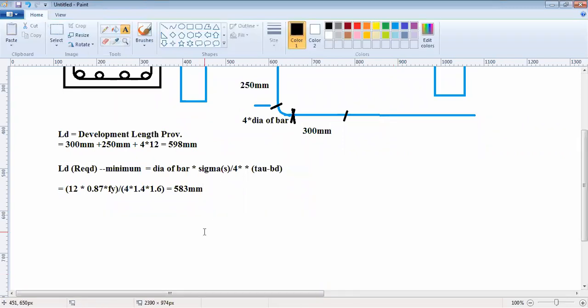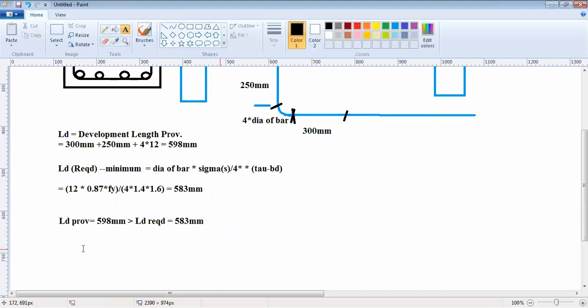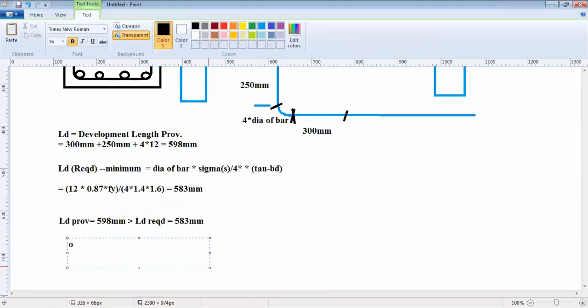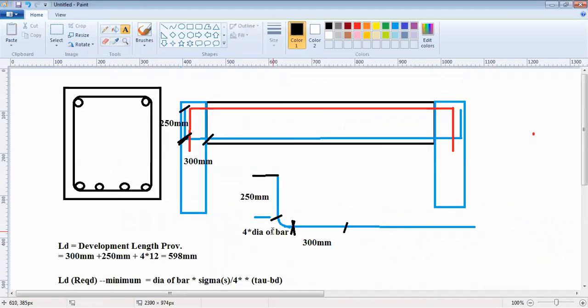583 mm is the value of LD required. And how much have we provided? How much have I provided just now? LD provided is 598, which is greater than LD required, which is 583. So now this is okay. The design is okay for the development length, or for anchorage in tension bar.